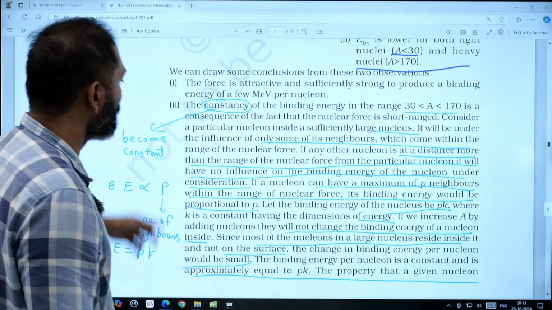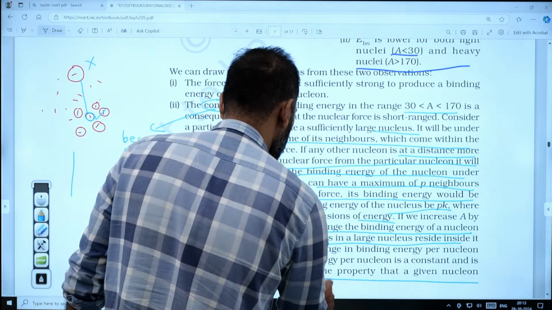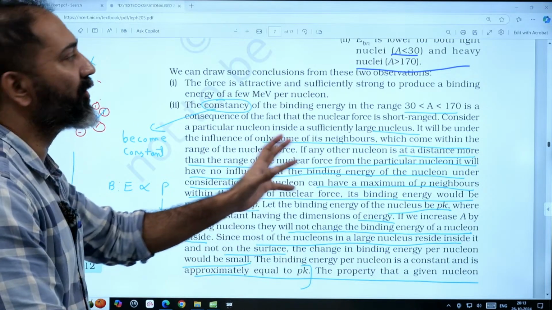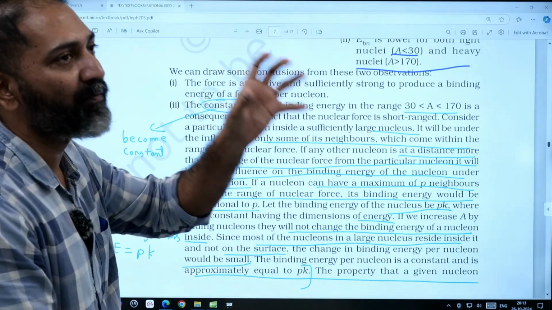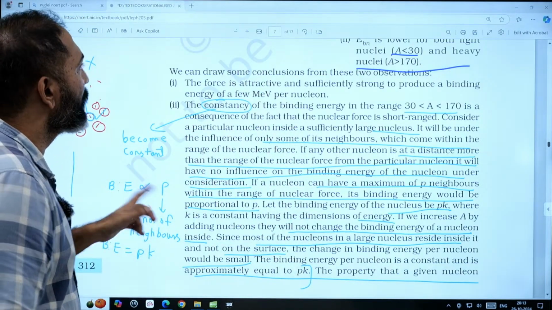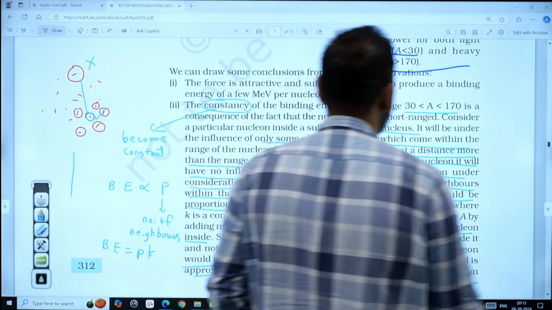The property that a given nucleon is under the influence of only some of its immediate neighbors is called the saturation property. Please note down these points.